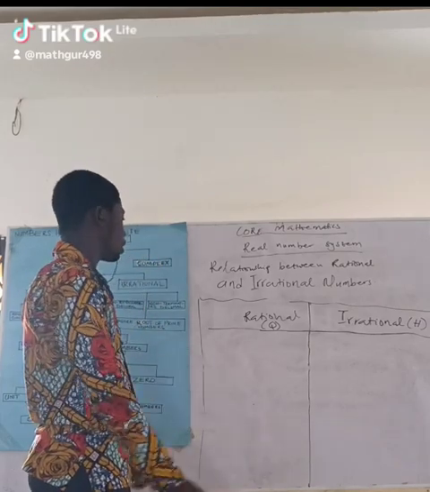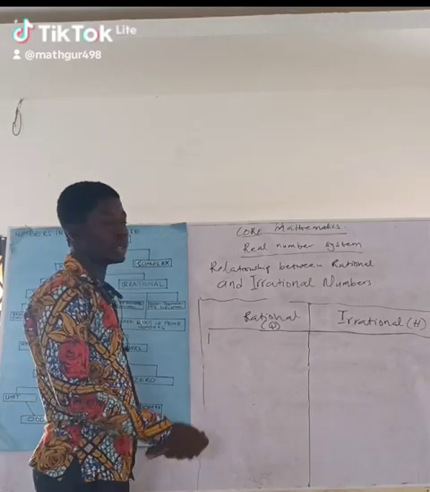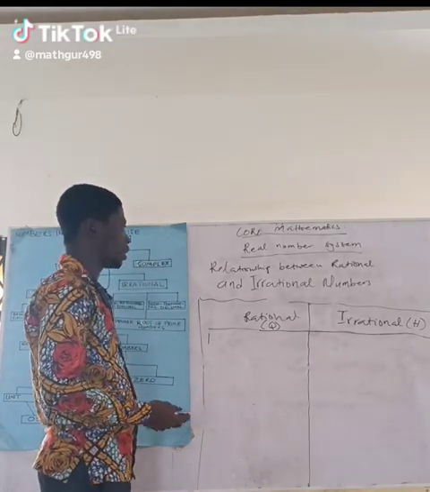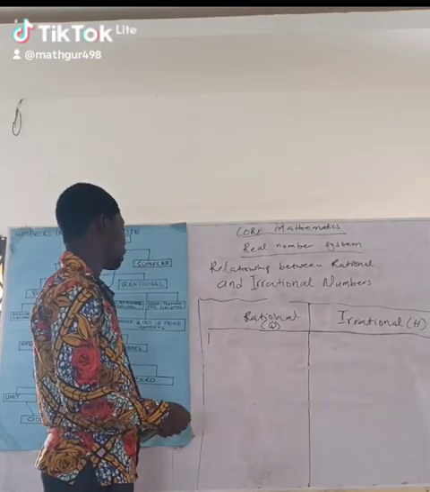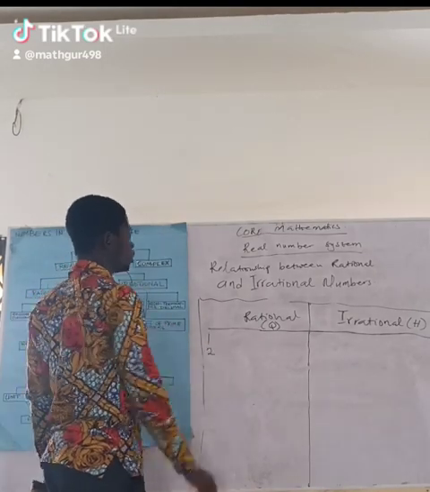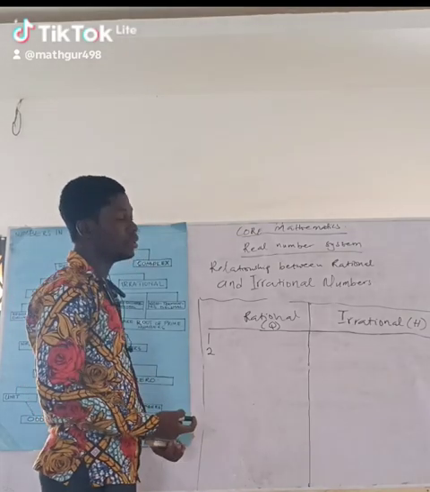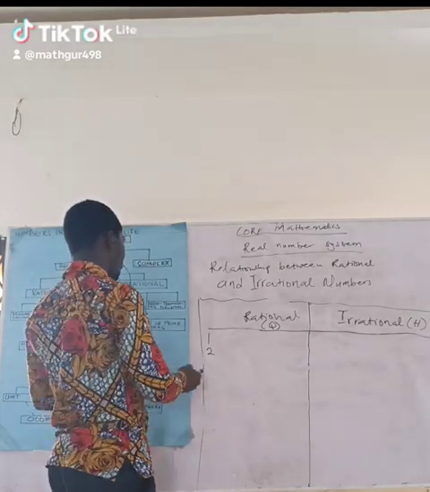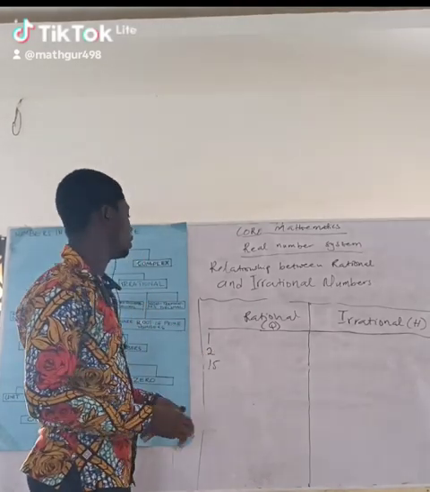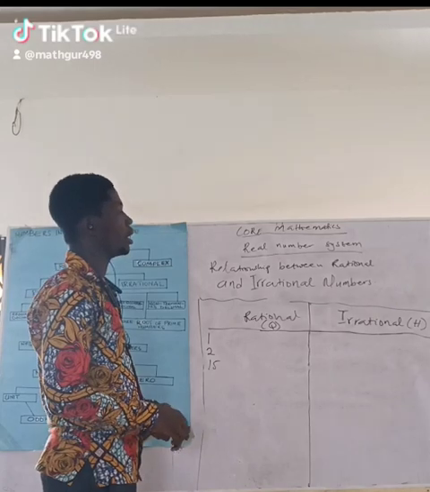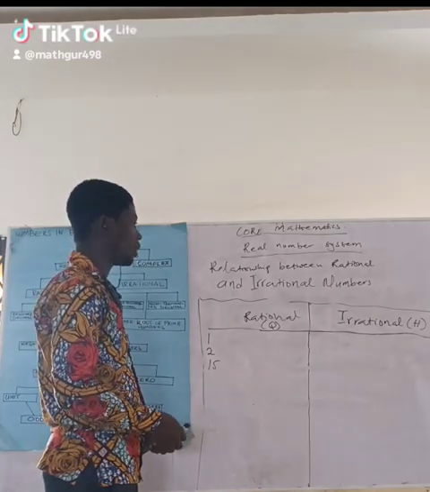Let's say we have 1. 1 is a rational number because it is an integer. Then you have 2. 2 is a rational number. It's also an integer. You have 15. 15 is an integer. Definitely, it is a rational number.